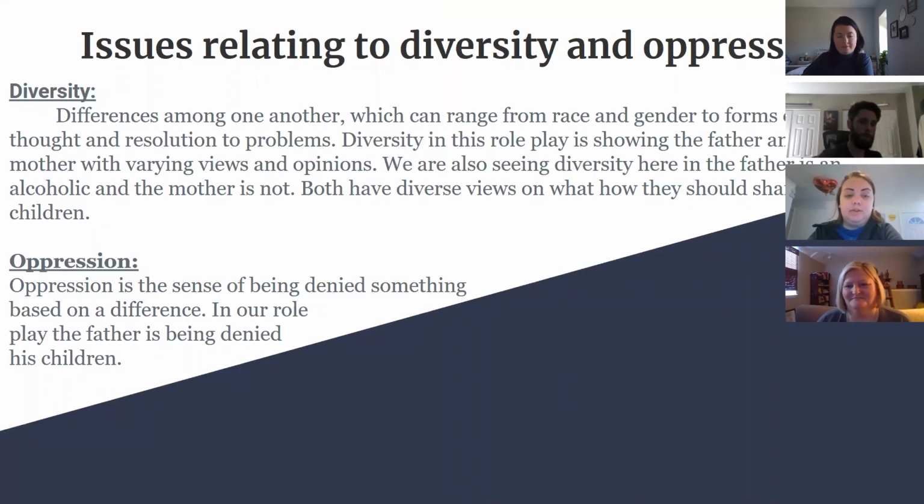In our role play, we also addressed the issues of diversity and oppression. Diversity is the differences among one another, which can range from race and gender to forms of thought and resolution to problems. In our role play, the diversity was in the father and the mother of the children, their varying opinions on what was being done and how it was being done. And also the father being an alcoholic and the mother not. They both shared diverse views on how they should share the children and how things should go with their children.